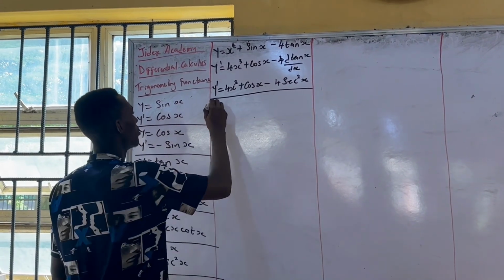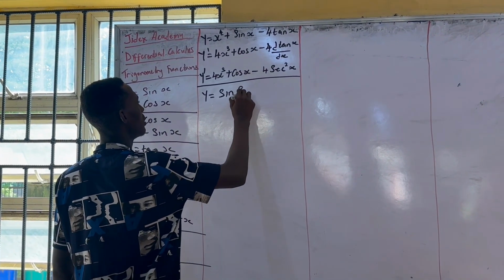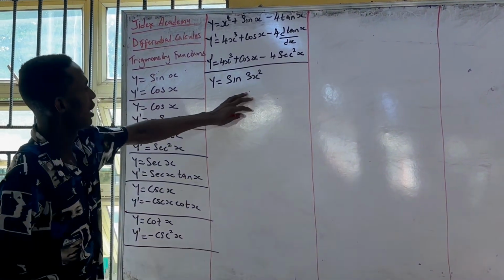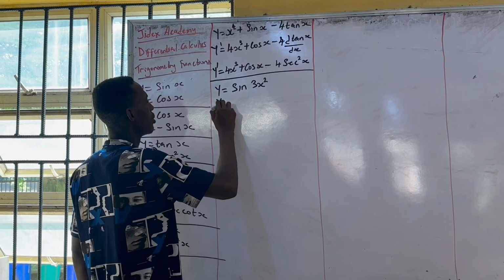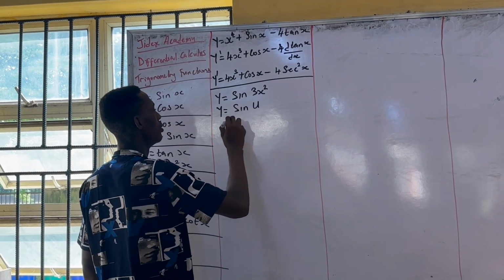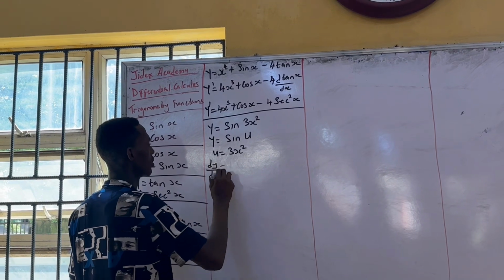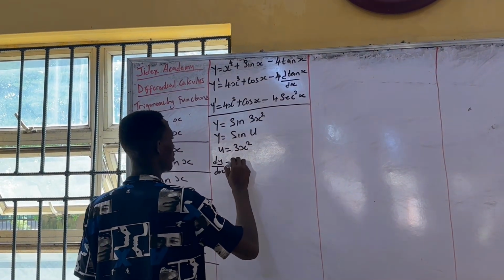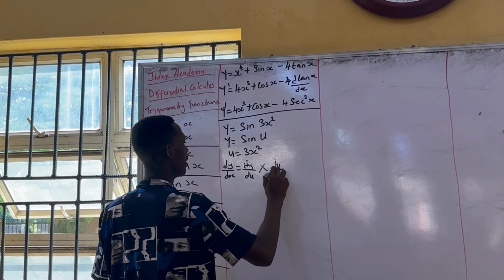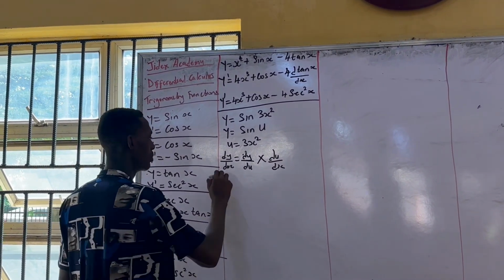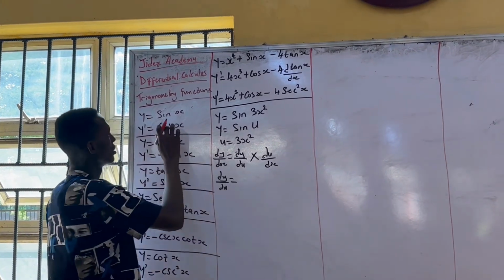Now, for the next question, I'm giving a scenario where you have y is equal to sine of, let's assume, 3x squared. If you have a question like this and I tell you to differentiate, you apply your chain rule. So our u here is equal to 3x squared. And our chain rule says that our dy over dx is equal to dy over du times du over dx. First thing first is to get our dy over du.